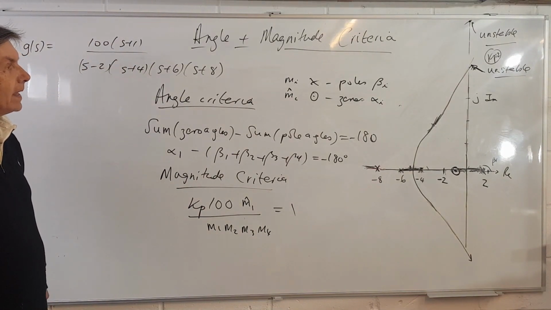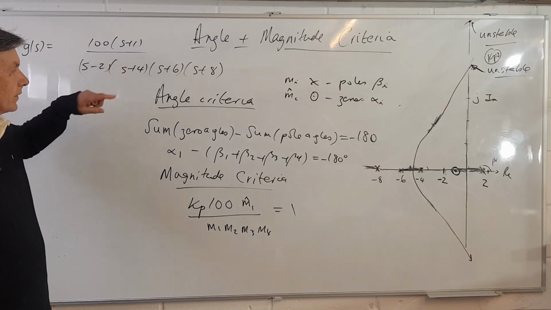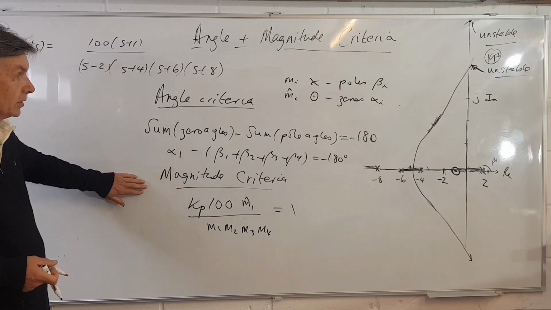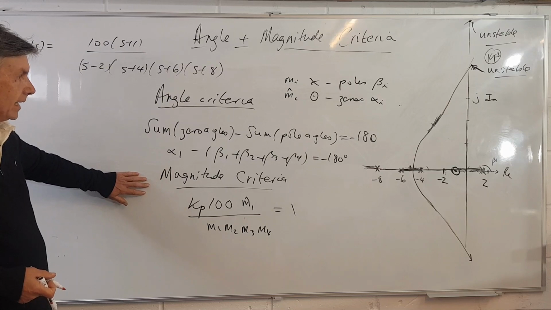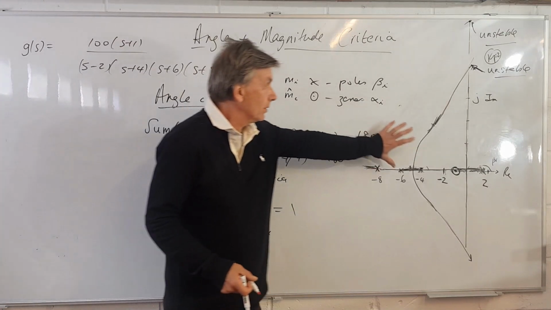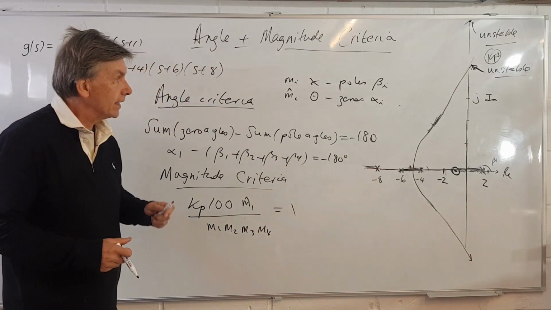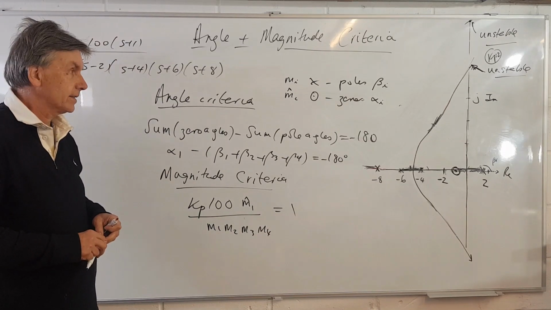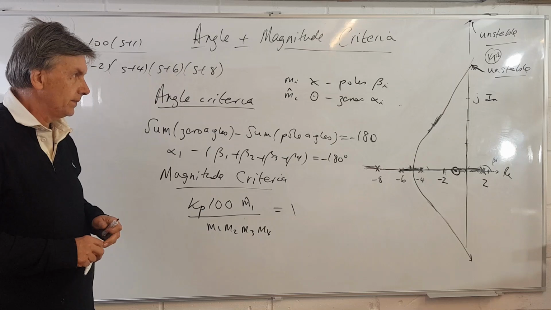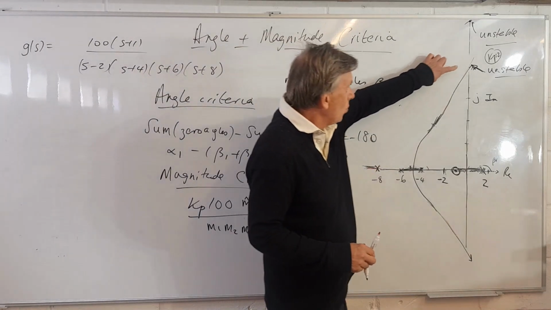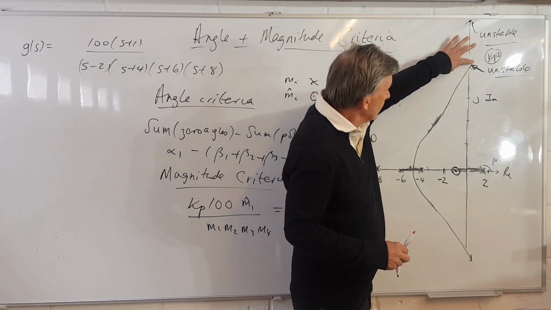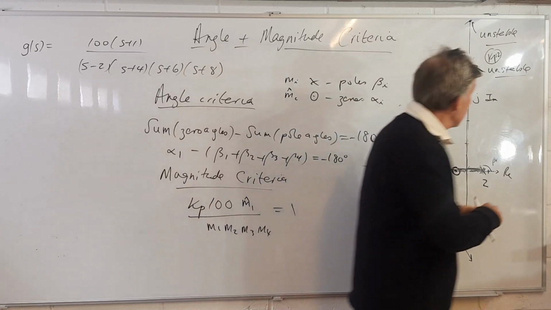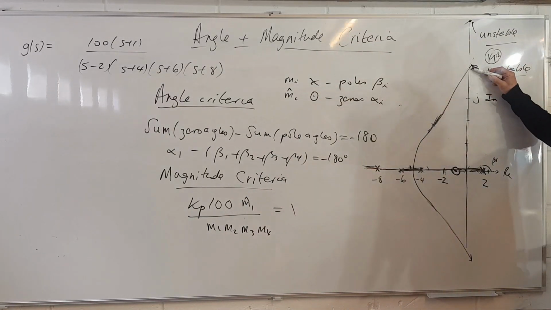Sorry about that. Now, given that we've got the angle and magnitude criteria, and these can be applied to any point on the root loci, there are probably three things in this particular diagram that would be interesting to know. The first is where the root loci crosses the imaginary axis here and actually goes unstable. So it'd be nice to know what value of gain that is.